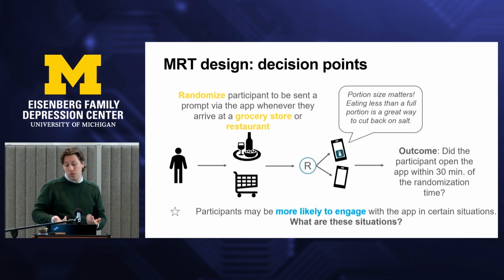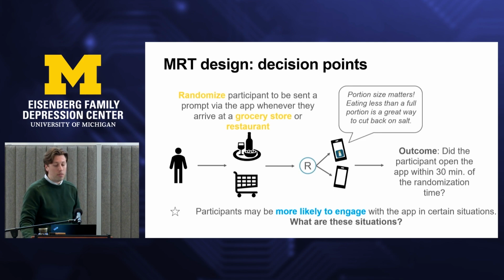In a simple MRT, this would just be a simple probability, but we're going to improve and personalize that probability. And with some probability, we're going to send you a message that tries to get you to use the app in the next 30 minutes. The app contains a bunch of information about improving your low sodium options and giving you low sodium alternatives when you're at the grocery store or restaurant.